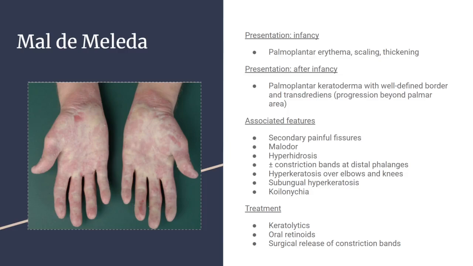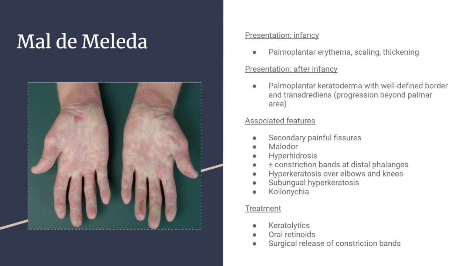Next is Mal de Meleda, and excuse me if I'm pronouncing any of these wrong, I'm trying my best. Mal de Meleda here is a palmar plantar erythema with scaling and thickening. It's a keratoderma. It's got well-defined borders and transgradients, so that means it will continuously progress beyond the palmar area.